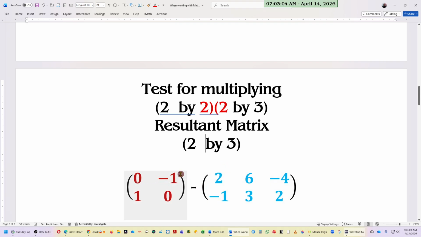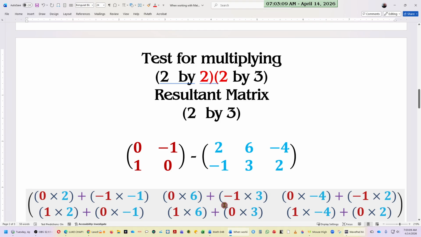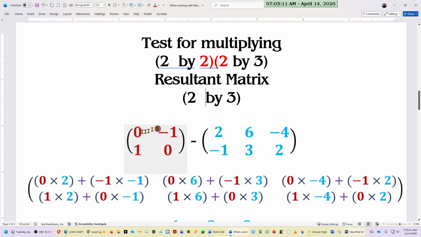So row 1 first must multiply column 1. And it's going to be in the position. So this 0, which is the first number in the row, must multiply the first number in the column. So that's 0 by 2. This minus 1, which is the second number in the row, must multiply the second number in the column. So minus 1 by minus 1. And then we add those two products.